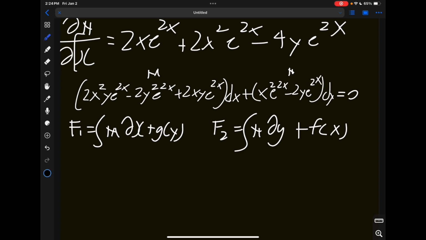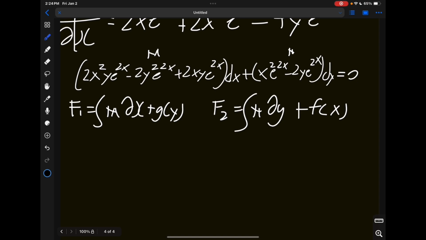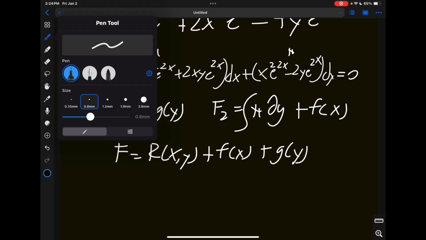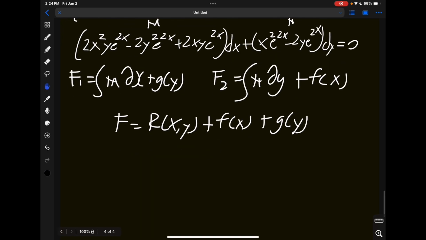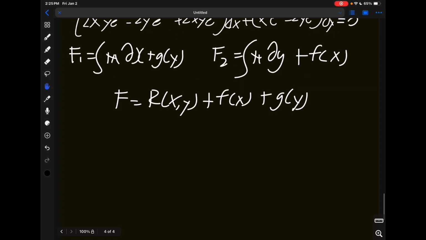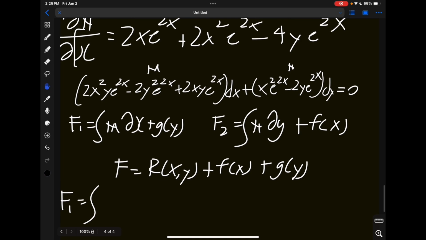Let us solve this first. After solving for f sub 1 and f sub 2, we get r in terms of x and y plus f of x plus g of y. Note that after solving for f sub 1 and f sub 2, we plug into our general solution, which is f equals r in terms of x and y plus f of x plus g of y. I'm going to explain later why it is in terms of x and y. Then let us solve for f1.